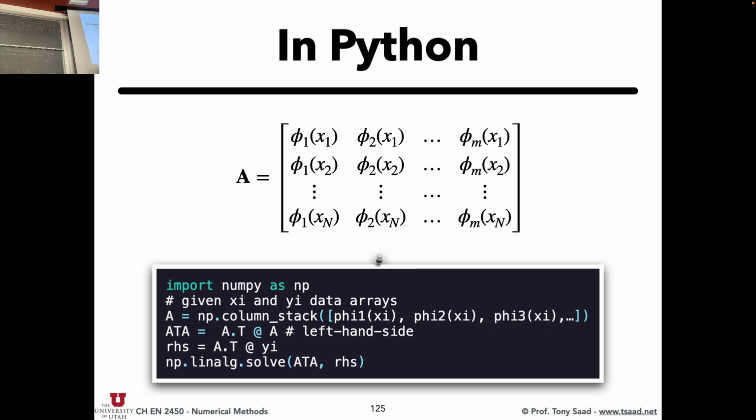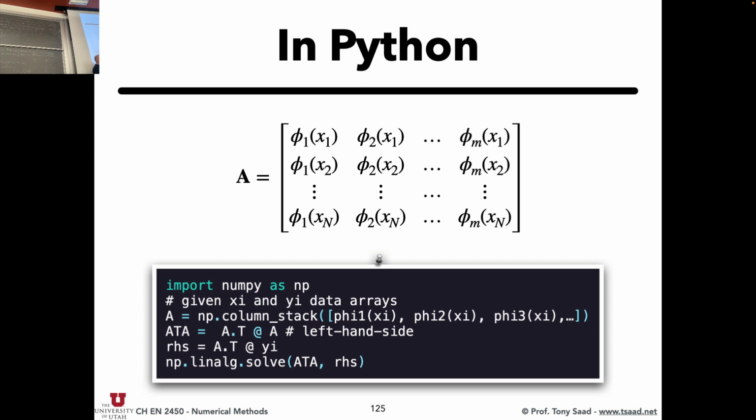Then you build the left-hand side of the normal equations, which is A transpose times A. Remember, early in the semester when we talked about matrix multiplication, you use the @ symbol to do matrix multiplication. So that gives you the left-hand side, the final coefficient matrix of the normal equations, and this needs to be a square matrix. Now the right-hand side is A transpose, also multiplied with @ yi, which is also input data.